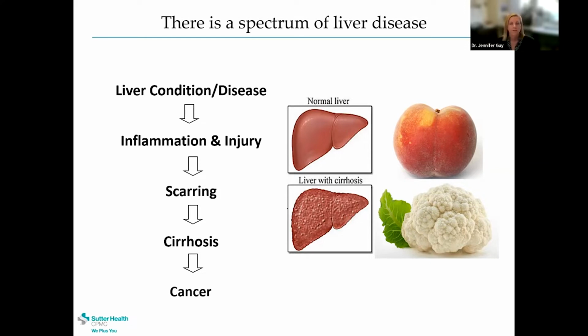Another graphic and visualization to think about, and I tell my patients this, is that the normal liver is like a peach. It's soft and fleshy. And the cirrhotic liver is like a cauliflower or a broccoli. It's sort of hard and shrunken, lumpy, bumpy around the edges. And so when we get to the point of cirrhosis, you can imagine that if there is that much scarring, there's the potential in the future for abnormality or problems, including cancer.